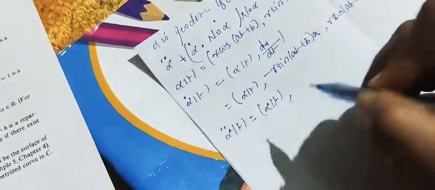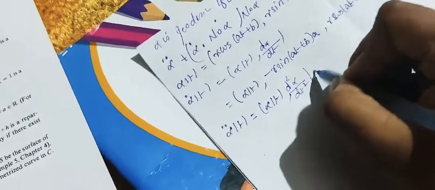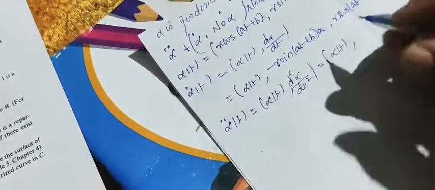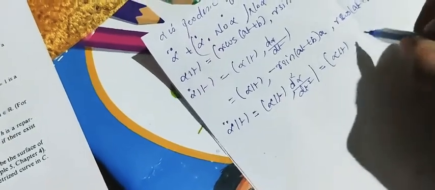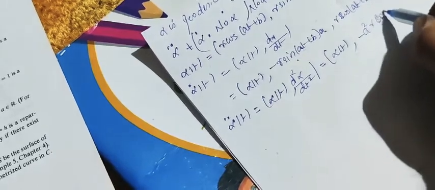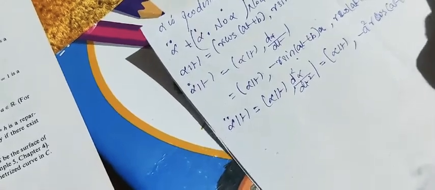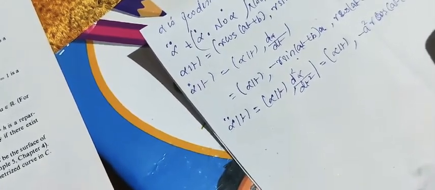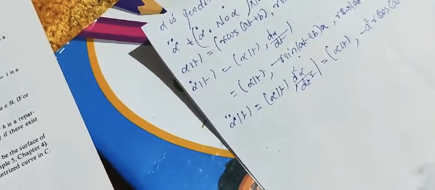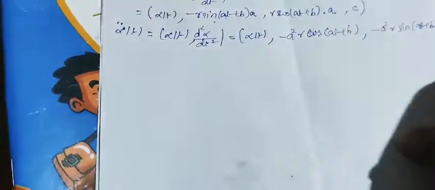And alpha double dot of t is what? Alpha of t, comma, d square alpha by dt square. Which is equal to alpha of t, comma d square alpha by dt square, which is minus a square r cos of at plus b, comma minus a square r sin of at plus b, comma 0. So this is alpha double dot of t. Next we find N composition alpha, that is N of alpha of t.